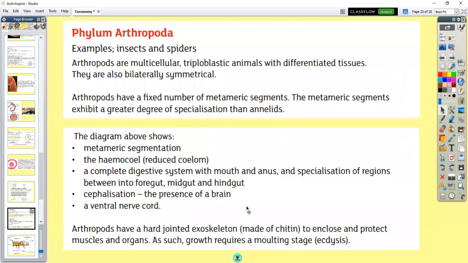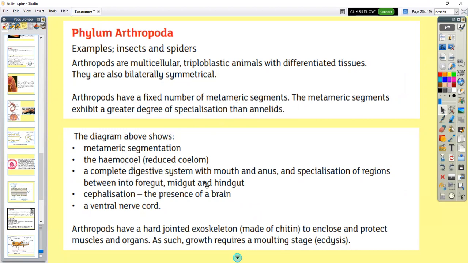Okay, next one is looking at arthropods, which are essentially insects and spiders. So again, they show a bit more complexity. They have bilateral symmetry as well, which is your left-hand side and your right-hand side. They are triploblastic. Again, they have segmentation. So in this case, it's metameric segmentation, as we'll take a look at in a second. They have a reduced coelom.